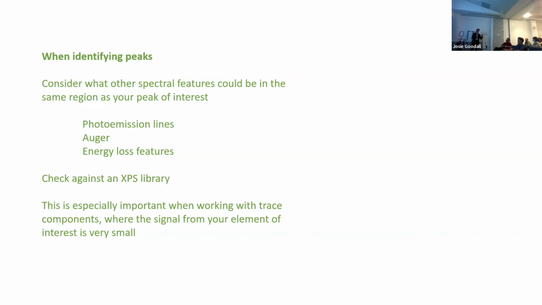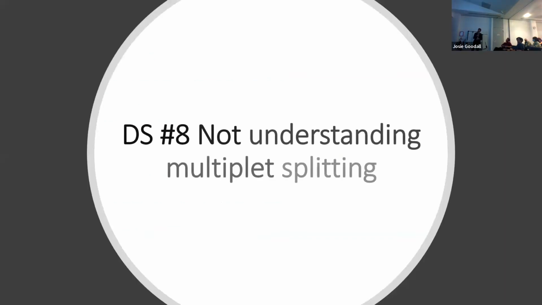This is especially important when working with trace components. If you're looking for a very tiny amount of a dopant, for example, and you scan 300 times in a particular region, there could be a very tiny core line from another element, maybe one of the main constituents of your sample, and that will show up in that region. So it's really important if you're looking at trace analysis.